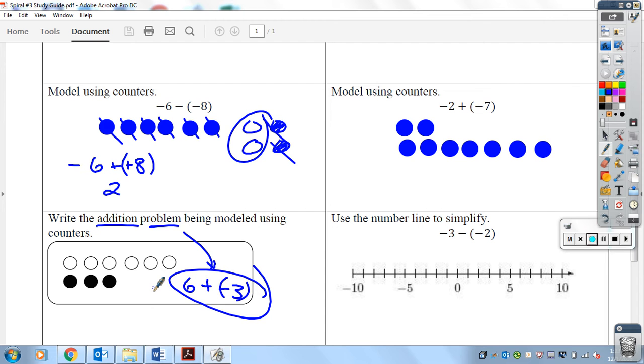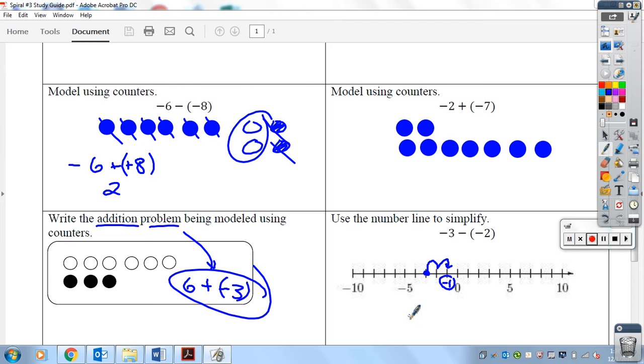Use the number line to simplify. Just like with this one, we started with 2 negatives, and this one we started at -6. Here we're going to start at -3. So I go to 0, 1, 2, -3. It says to take away 2 negatives. If I lose negatives, I'm not going to go towards the negatives. If I take away negatives, I'm going to go away from the negatives 1, 2 times. I end up at -1.